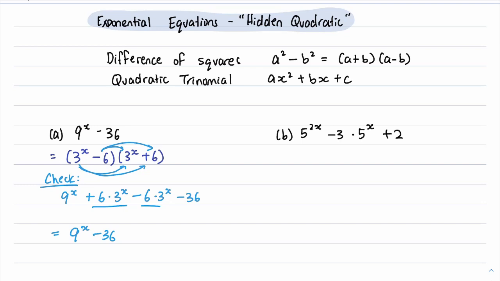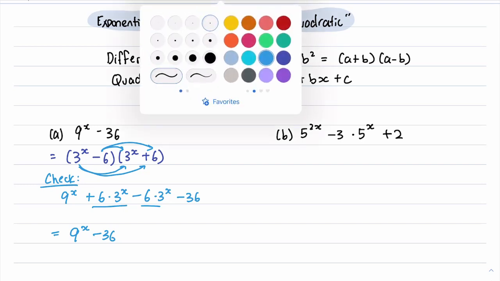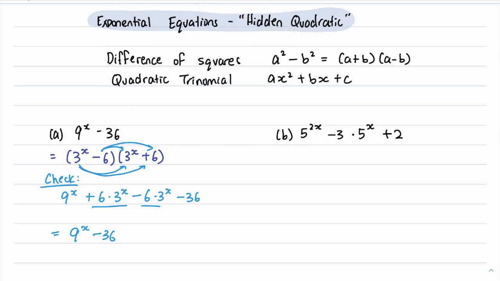Okay, let's try the next question. 5 to the power of 2x minus 3 times 5 to the power of x plus 2. So the thing to notice here is that we have two terms that have exponents of base 5. They have the same base. We can make our lives a little bit easier by rewriting 5 to the power of x as a. So we can say let a equal 5 to the power of x.